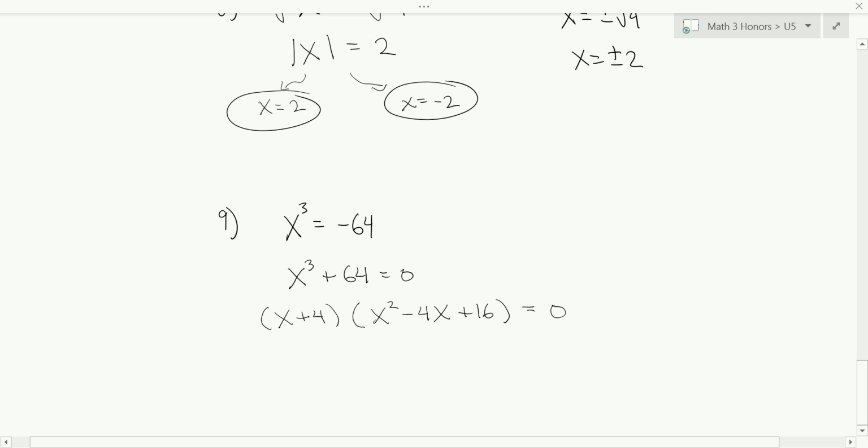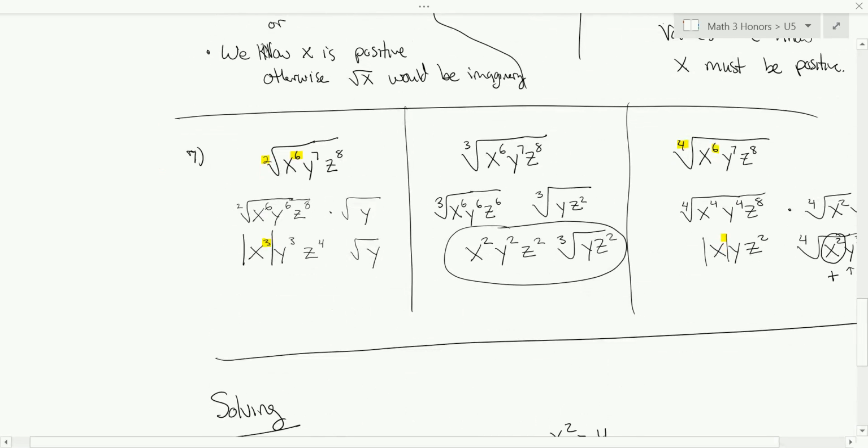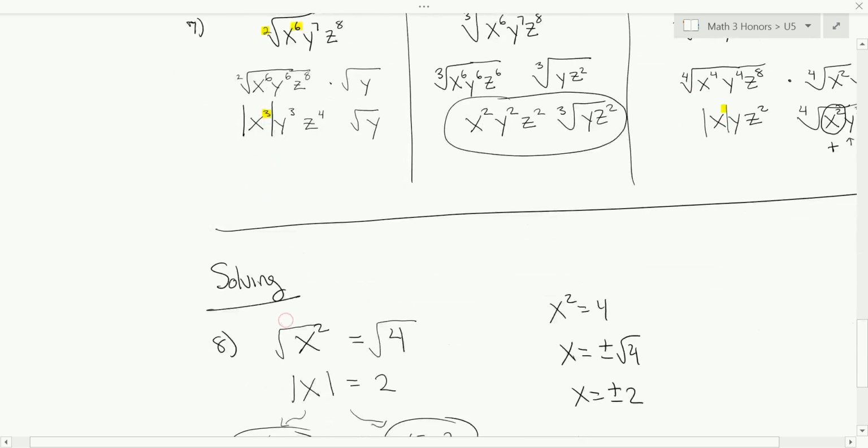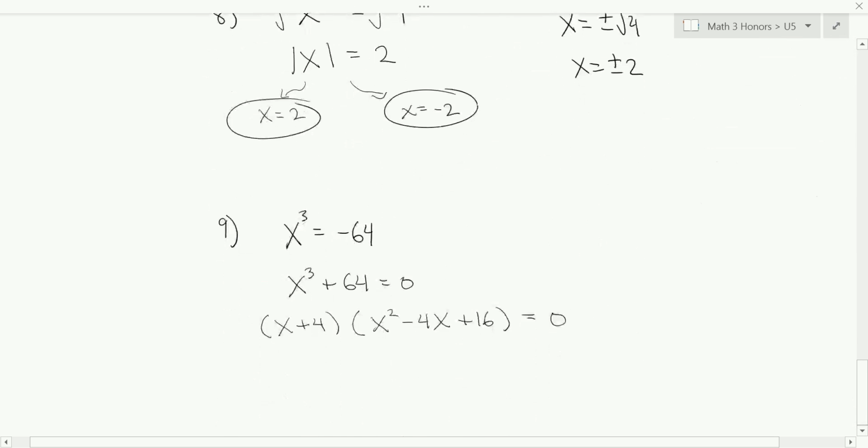And these will be imaginary answers, okay? But when we're simplifying up here, no imaginary stuff. But when we switch to solving, you can have imaginary answers, and that's what we're doing right now. We're switching to solving. And so then we separate our factors, set them equal to 0. So x plus 4 equals 0, which gives us x equals negative 4.